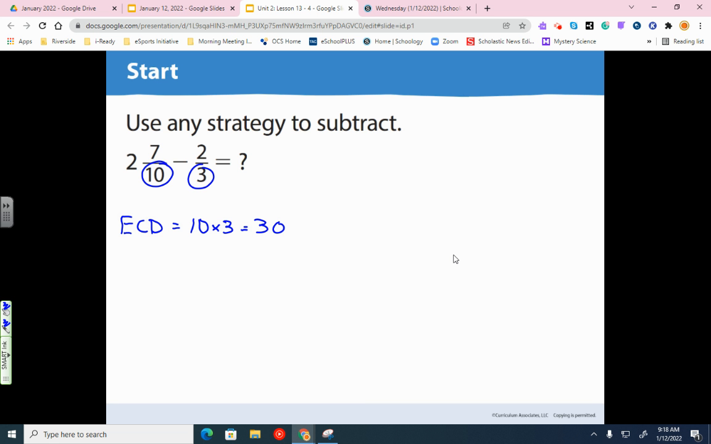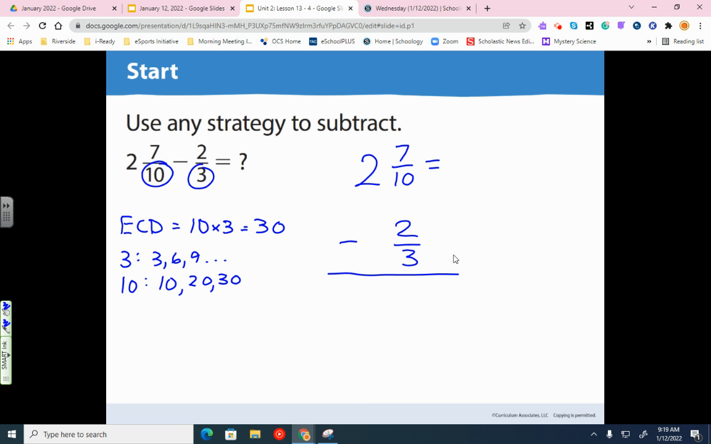And I know from experience that the multiples of 3 are 3, 6, 9, and so on, and 10 is going to keep going until we get to 30. So that makes sense that 30 would be our common denominator. So we have 2 and 7/10 minus 2/3, and we're going to change both of these denominators. You have to change both.